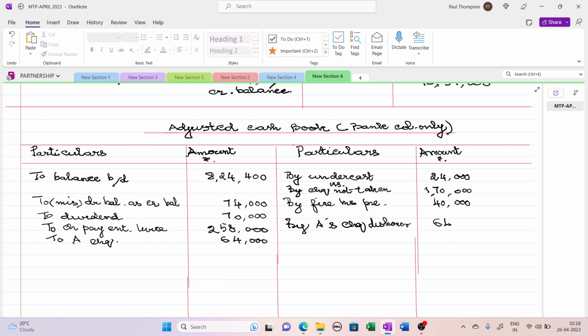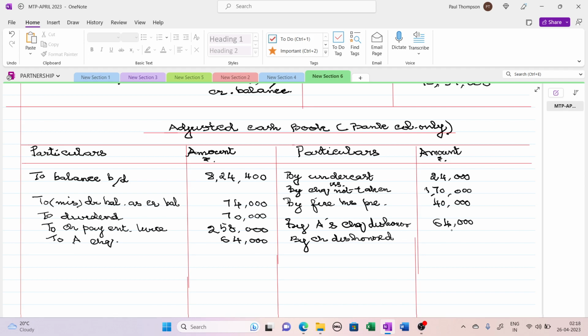The effect is 0, but I can have the information in my cash book. Next one is that we have deposited a check of 10,000. This got dishonored. So that dishonor I must write here, because I wrote it 10,000 on the debit side. Now that check dishonored, I have to write it here.